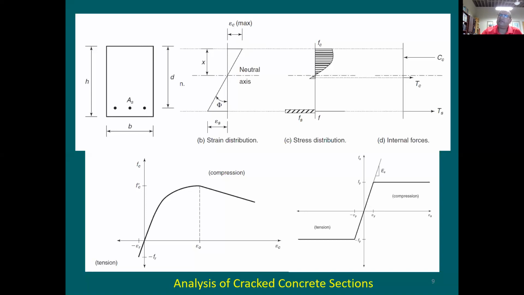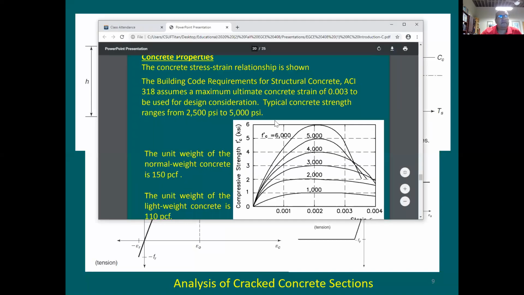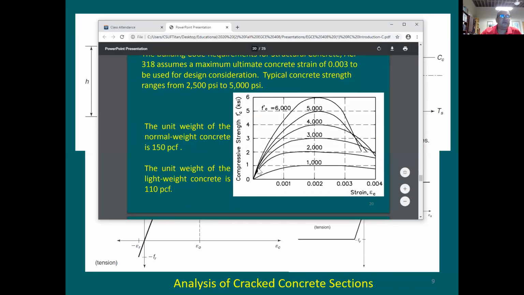Now, let's look at the stress distribution. I'm going to be putting this here again because this is actually going to be very useful. Let's say that I'm working here with 4,000 psi concrete. So this is going to be the stress-strain relationship. Here is the stress, here is the strain. Out of this curve, if I give you this curve here, how much would the concrete stress be when the strain was equal to 0.001?